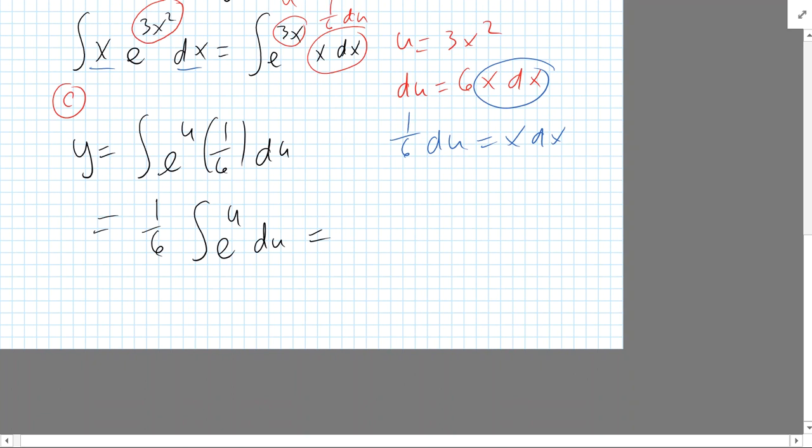So what is the integral of 1/6 e to the u? 1/6 e, what was my u? 3x squared plus c. Más simple. See?